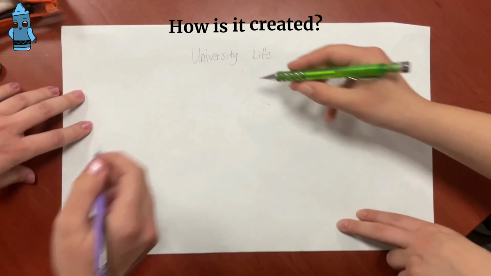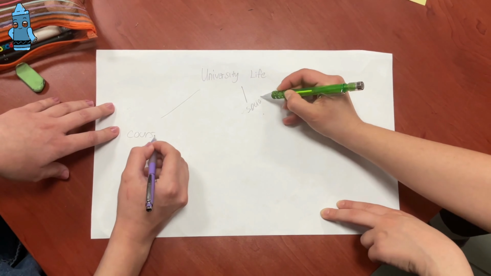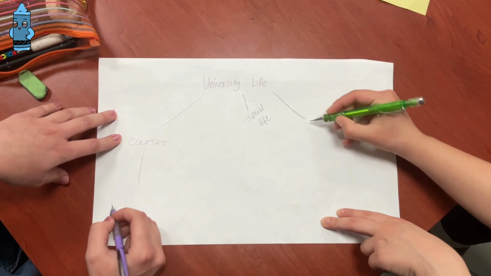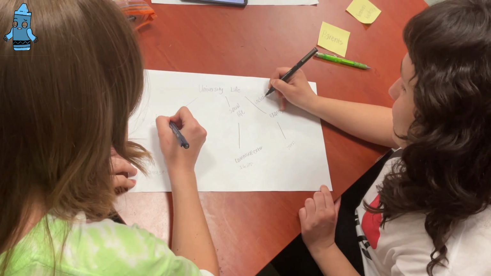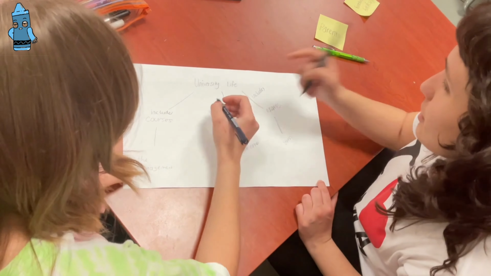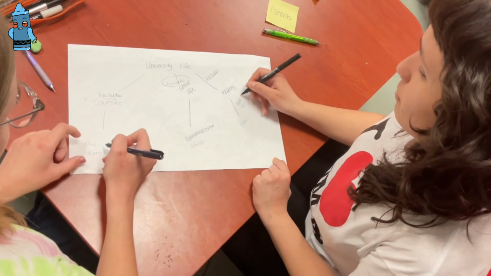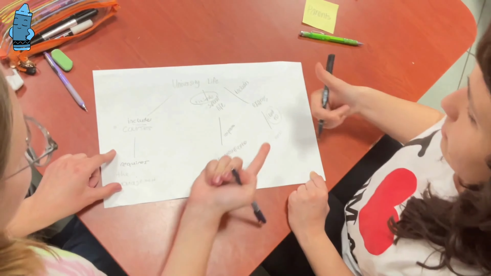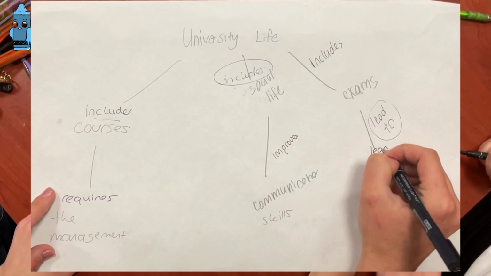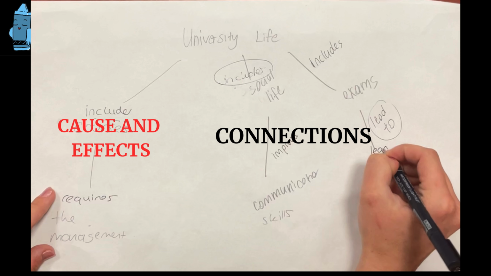How is it created? The first step is to write the main topic in the center of the map. Then, we place the related sub-concepts around it. We connect these concepts with lines and write the nature of their relationships on those lines. This way, we can establish cause and effect connections.